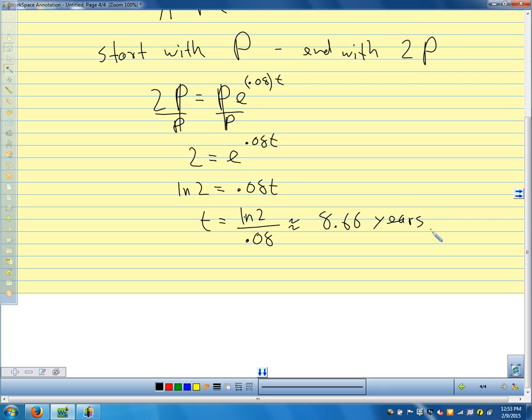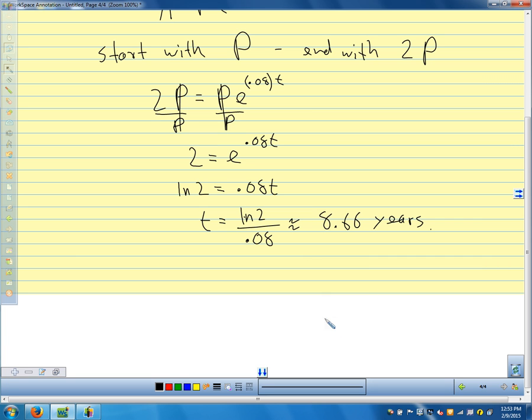And the nice thing here is that it doesn't matter what principal we start with. That is called the doubling time for continuous interest at 8%. We can start with $1, we can start with $1 million. It would take us 8.66 years to double it at 8% interest compounded continuously. And in general, this is how you calculate the doubling time: natural log of 2 over our interest rate.